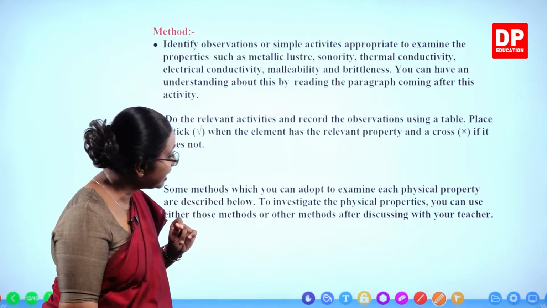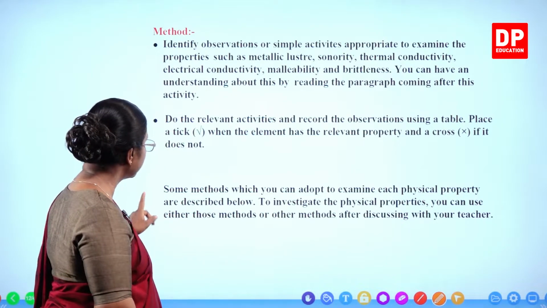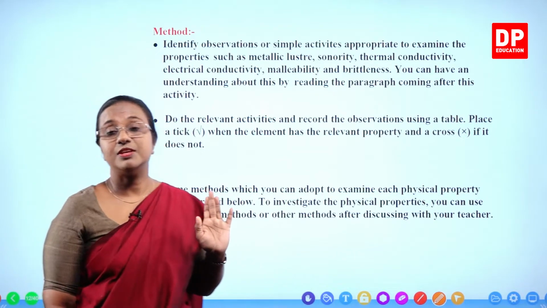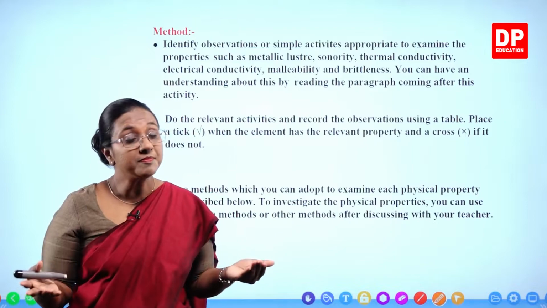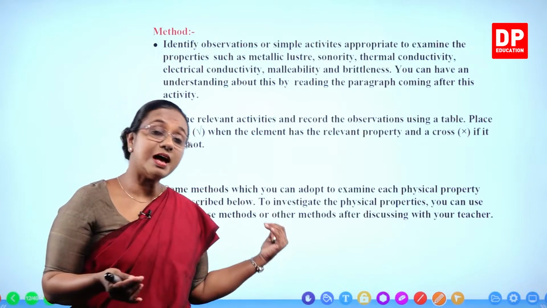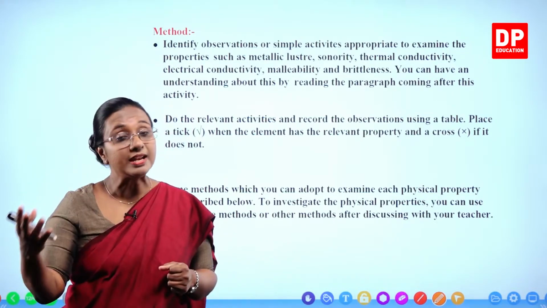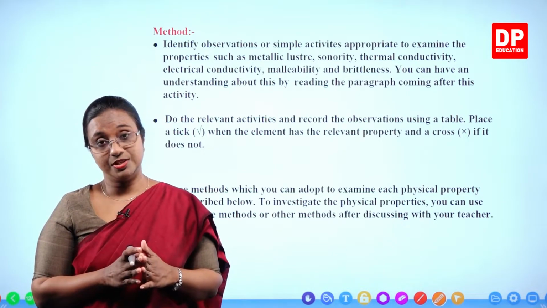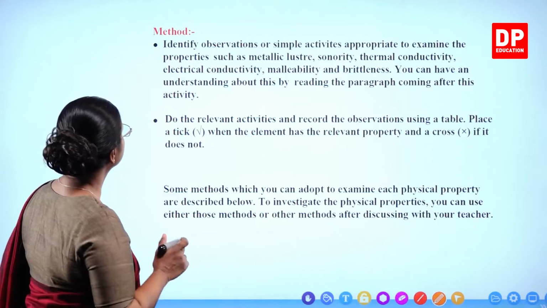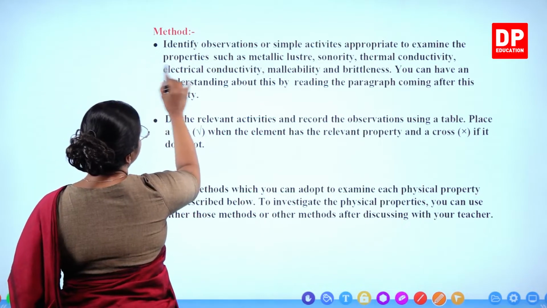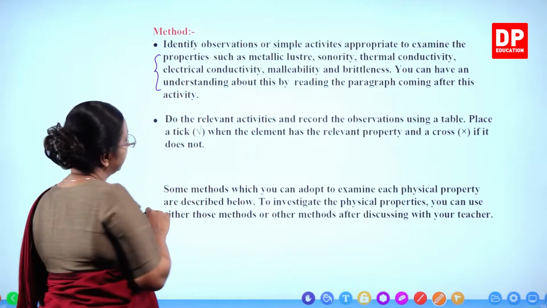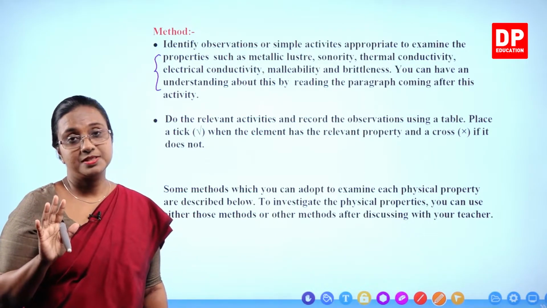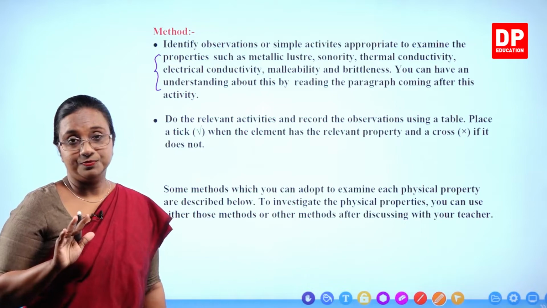To investigate the physical properties, you can use either those methods or other methods after discussing with your teacher. You can come up with other methods also. There are some methods given to you, and you can think of other methods as well. Is that clear to you all, students? So this is to identify all these different properties, so that we can classify them into types. Is that clear to you?